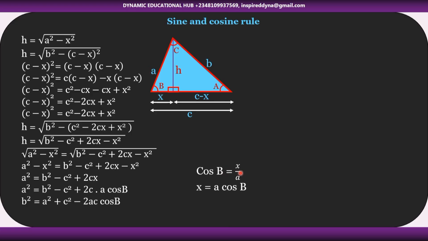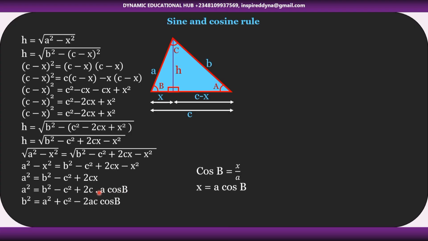Now try to make x the subject of the formula. x will be what? a multiplied by cos B. We now have a cos B. Now go back into this expression. What is the value of x here? a cos B. Now go back and substitute. Wherever you see x, put a cos B. That is the reason why we have what you can see here. Instead of having x, you have a cos B. So you now have a squared is equal to b squared minus c squared plus 2c, this dot means multiply, by a cos B.